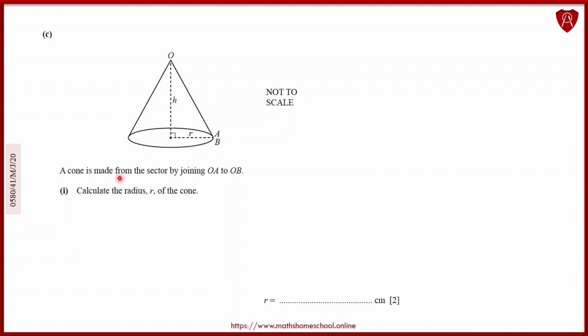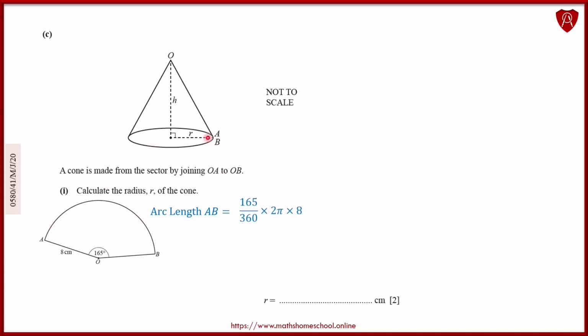A cone is made from the sector by joining OA to OB. Calculate the radius r of the cone. Let's remember the arc length we just worked out above. This is the arc length.